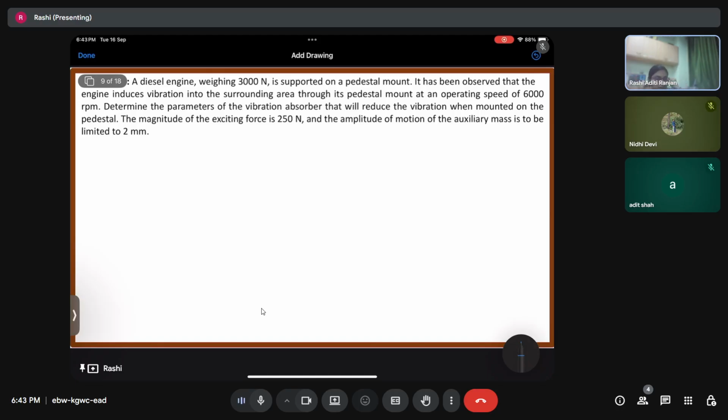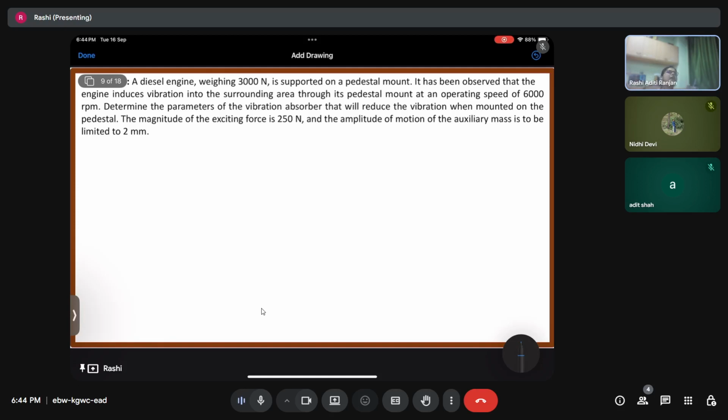Because of that vibration, the floor is going to suffer vibration. The person who is standing, if the floor is not damped properly, is going to feel the vibration that is happening in the system. So in that case, it is very important that we actually work on vibration absorbers.